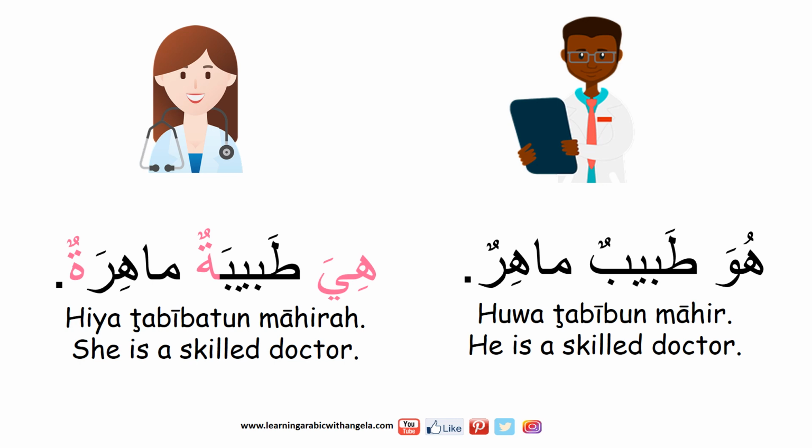So, huwa tabibun mahir. He is a skilled doctor. Tabib means doctor and mahir means skilled. In the feminine, we have to use hiya for she. هي طبيبة ماهرة. She is a skilled doctor. So طبيب becomes طبيبة and ماهر becomes ماهرة.